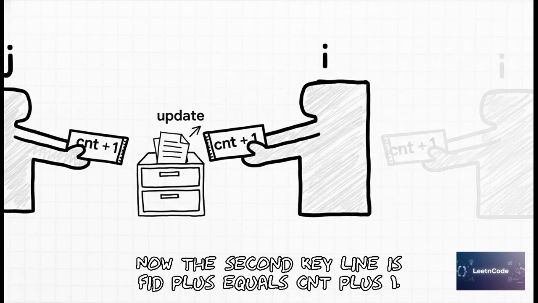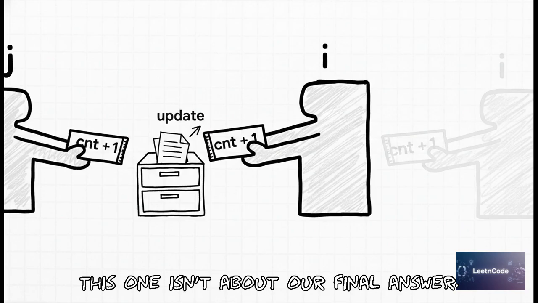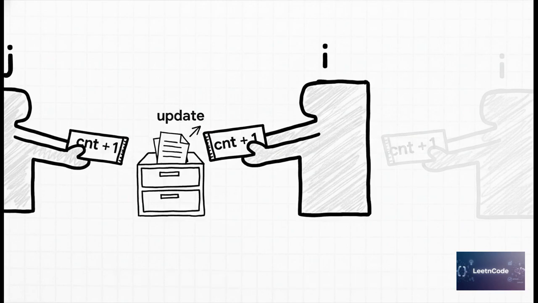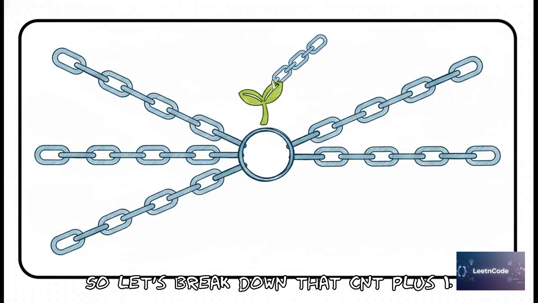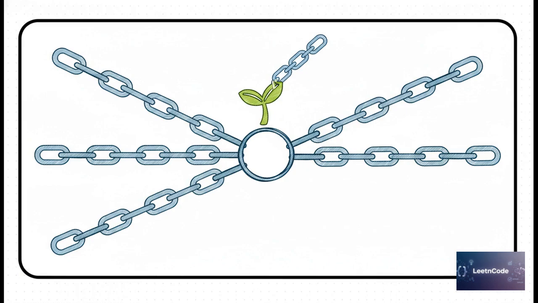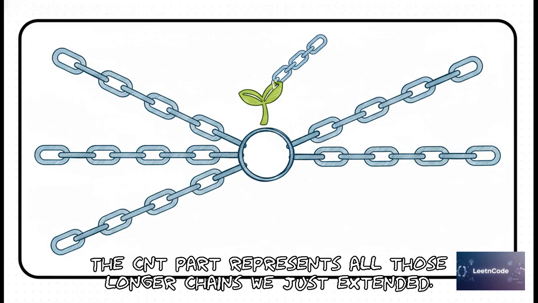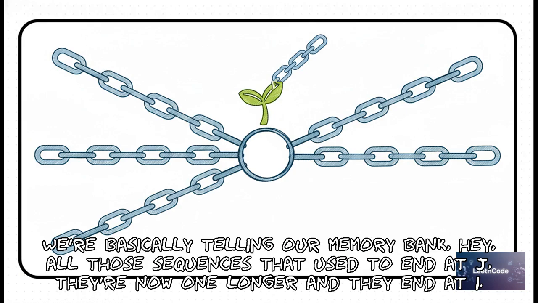Now, the second key line is dp[i][d] += cnt + 1. This one isn't about our final answer. This is about paying it forward. We're updating our memory bank so that any future loops that look back at our current number, nums[i], will have the right information to work with. So let's break down that cnt + 1. The CNT part represents all those longer chains we just extended. We're basically telling our memory bank, hey, all those sequences that used to end at j, they're now one longer and they end at i.